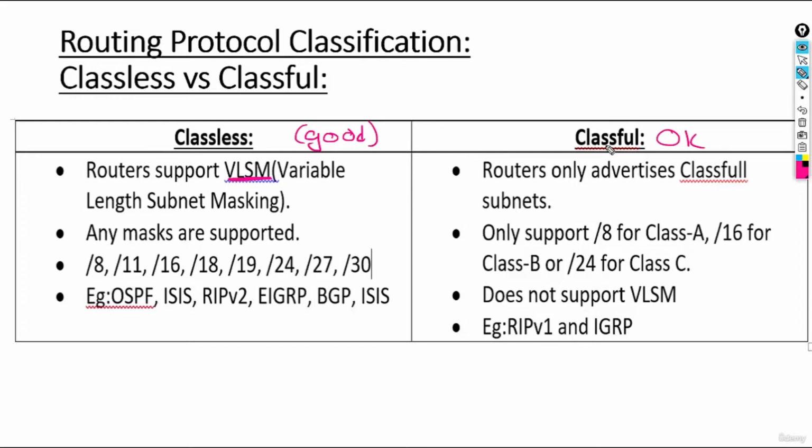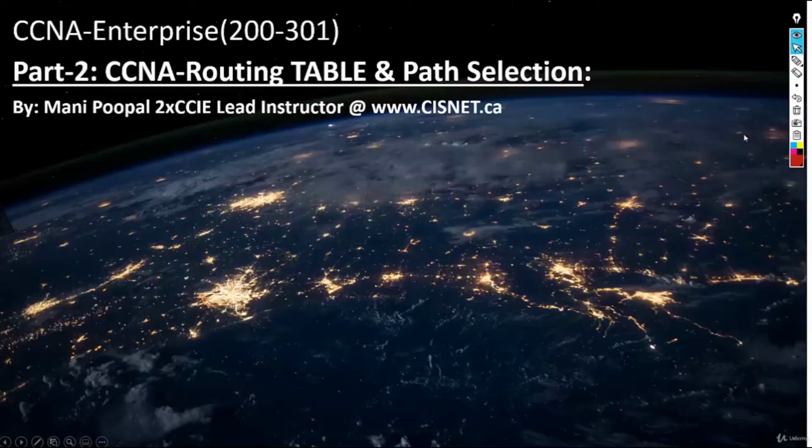The reason classful is an okay protocol is that they only advertise classful subnets, or they only support classful subnets. That means /8 for class A, /16 for class B and /24 for class C. They only advertise default classes, so they do not support VLSM. The okay protocols are RIP version 1 and IGRP. So guys, let's look into a different video to gain more knowledge. Talk to you guys later.